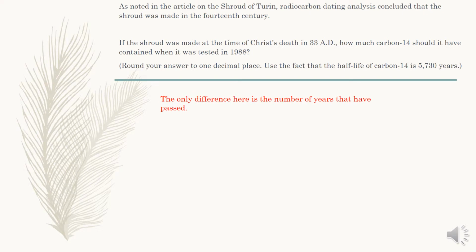All right, so the only difference between this problem and the problem we just did is the number of years that have passed. So we need to recalculate T. Remember, T tells us how many years have passed. So therefore, instead of having 1988 minus 1365, this time we're going to have 1988 minus 33, which is going to give us 1,955 years. All other calculations will be exactly the same. I'm going to give you a chance to pause the video now, and then you can check your answer and make sure you get the question right.